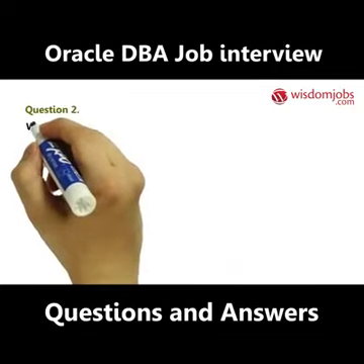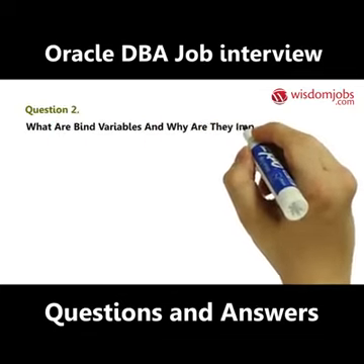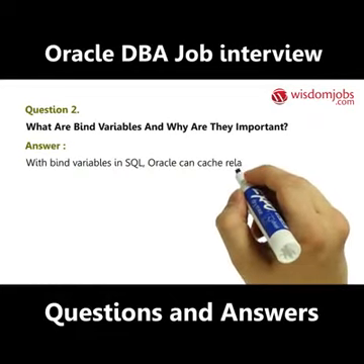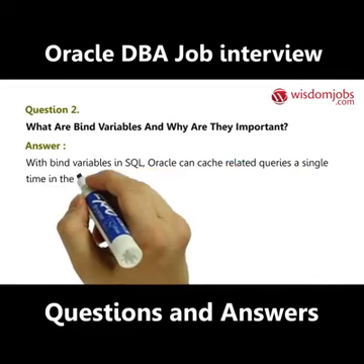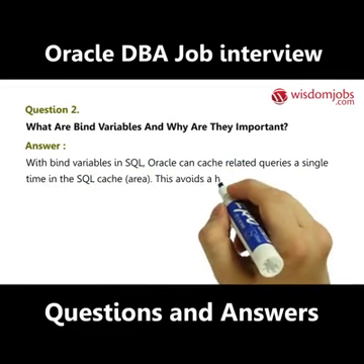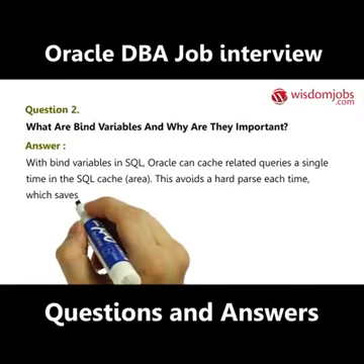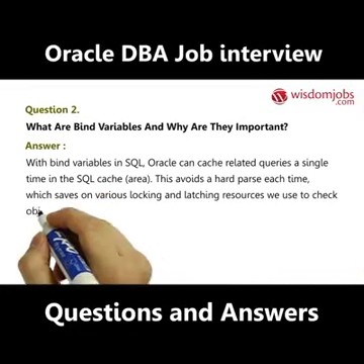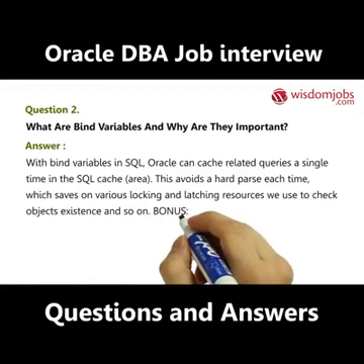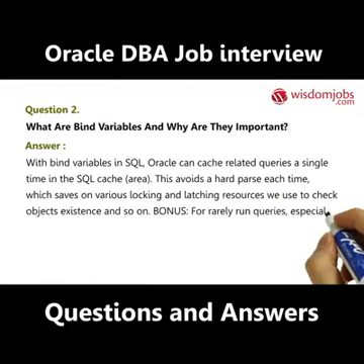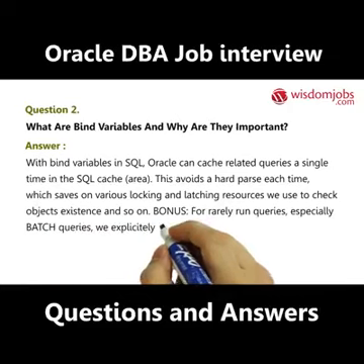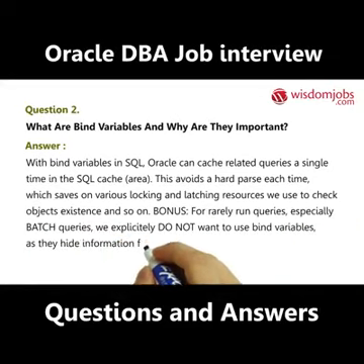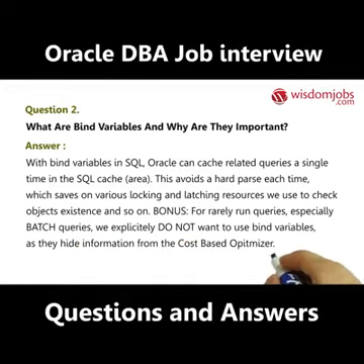Question 2. What are bind variables and why are they important? Answer. With bind variables in SQL, Oracle can cache related queries a single time in the SQL cache area. This avoids a hard parse each time, which saves on various locking and latching resources we use to check objects' existence and so on. Bonus: for rarely run queries, especially batch queries, we explicitly do not want to use bind variables, as they hide information from the cost-based optimizer.